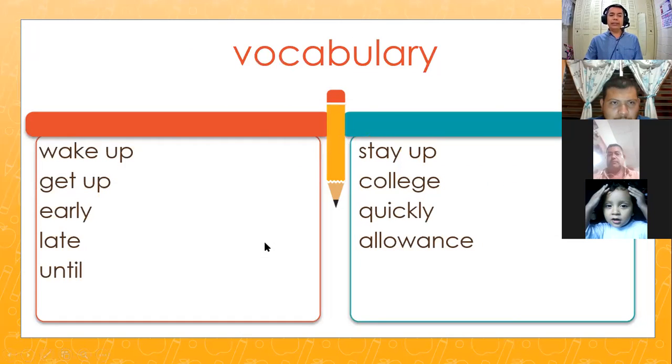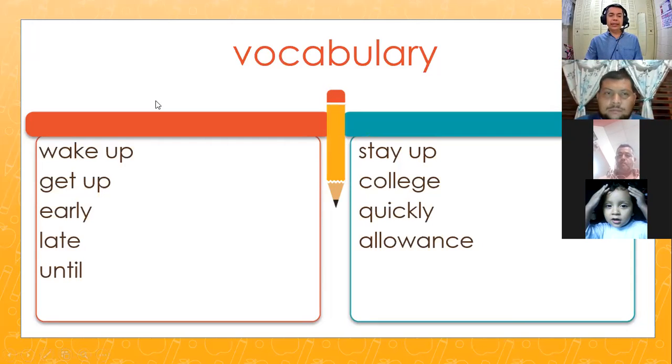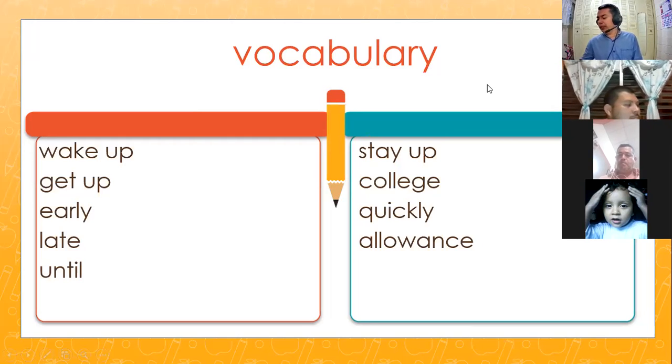Now, let's start with the vocabulary. Listen: wake up, get up, early, late, until, stay up, college, quickly, allowance. Now, please repeat after me. Wake up. Get up. Early. Late. Until. Stay up. College. Quickly. Allowance.